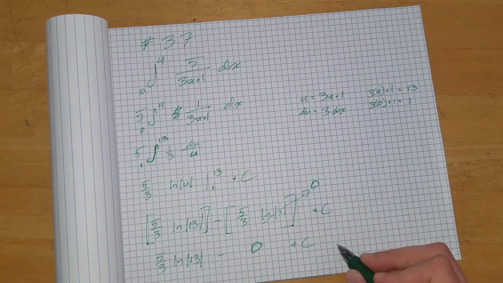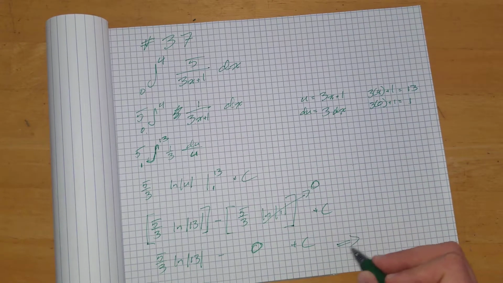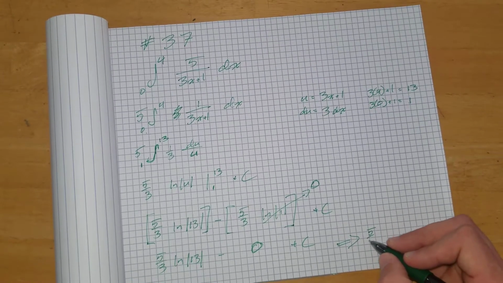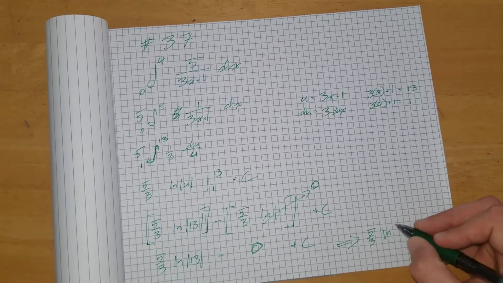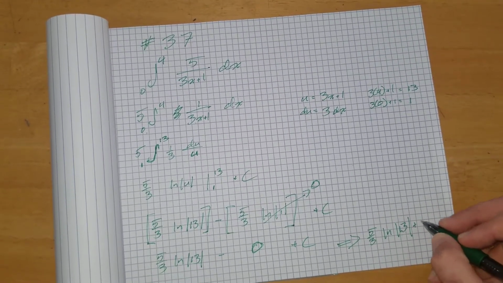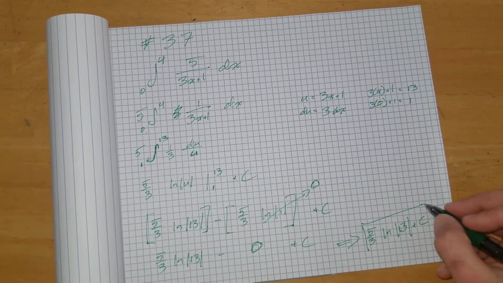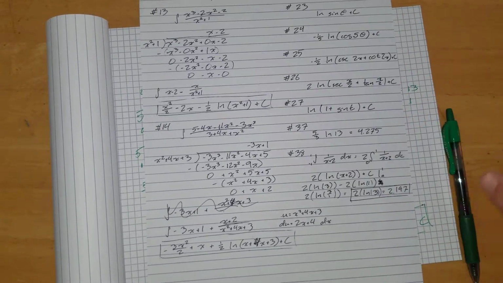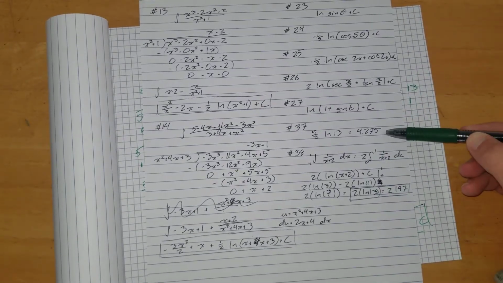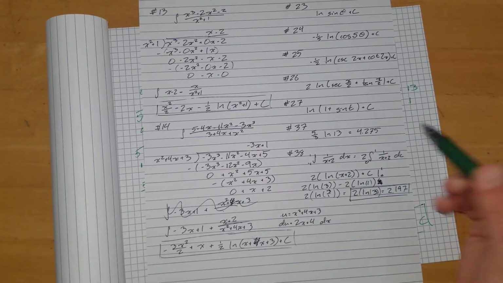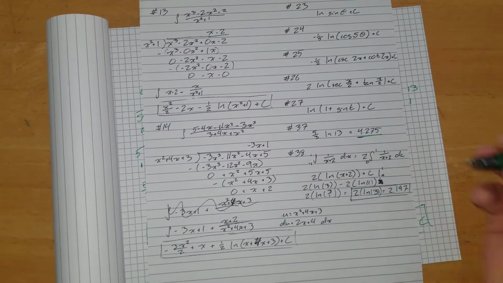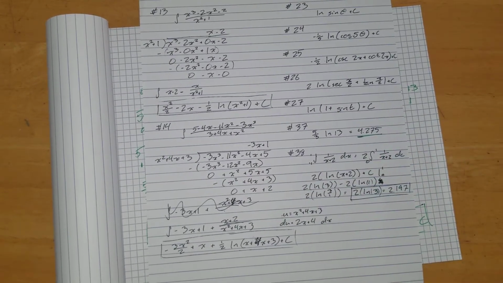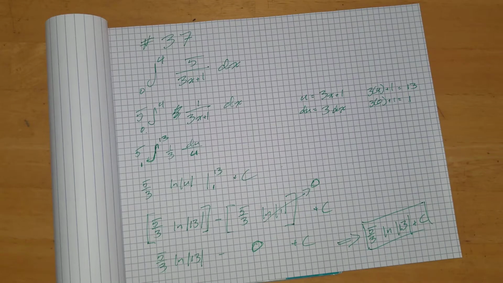So there you have it. That is equal to 5/3 ln 13 plus c. That is my answer. Let me double check on here. Yep. All right. And so if you plug into the calculator, you should get 4.275 or something like that. All right. So that's how you do number 37. Let me know if you have any questions.